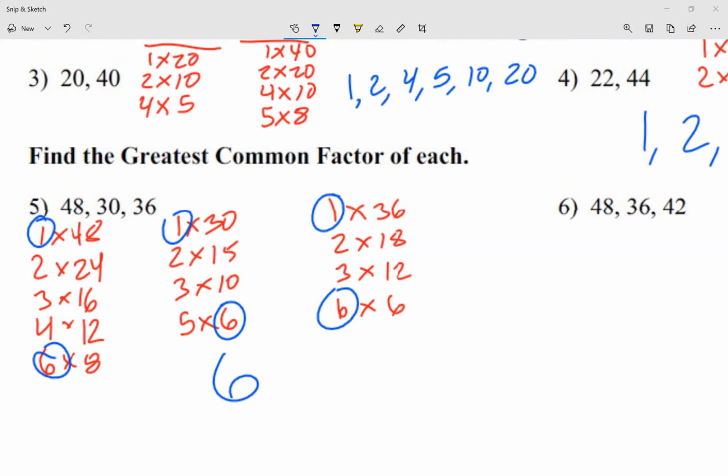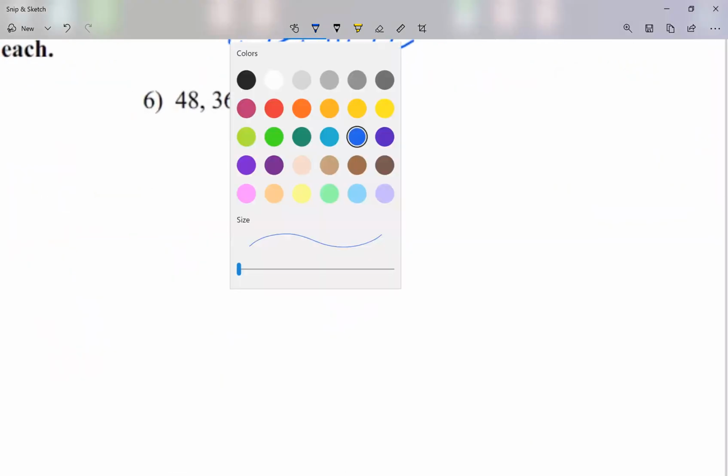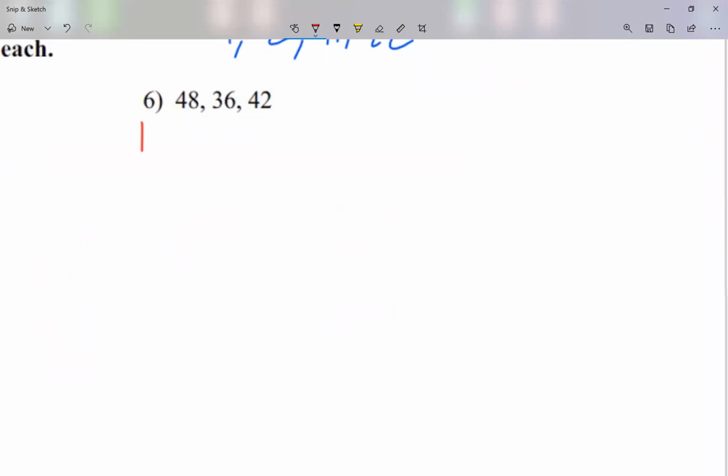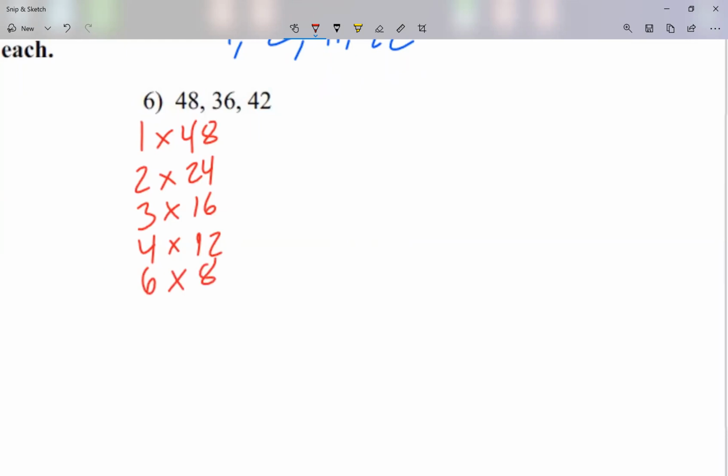All right, let's take a look at question number 6. Let me find my factors of 48 to begin with. So I'm going to go 1 times 48, 2 times 24, 3 times 16, 4 times 12. 5 doesn't work, but 6 times 8. As a reminder, my list on the left, I kept on increasing, right? 1, 2, 3, 4, 5 didn't work. So then I go to 6. I keep on increasing by ones.